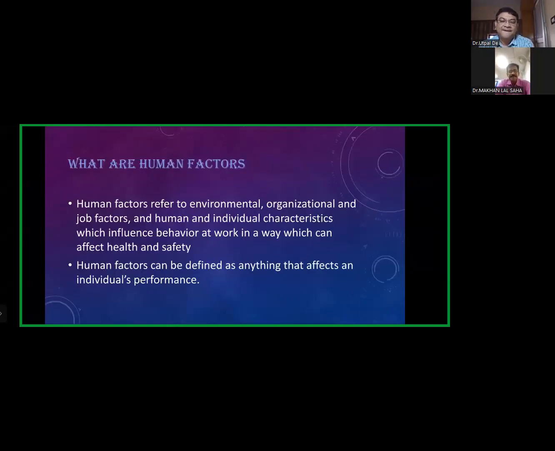What are human factors? Human factors refer to environmental, organizational, and job factors, and human and individual characteristics which influence behavior at work in a way which can affect health and safety. Human factors can be defined as anything that affects an individual's performance. A simple way to view human factors is to think about three aspects: the job, the individual, and the organization.